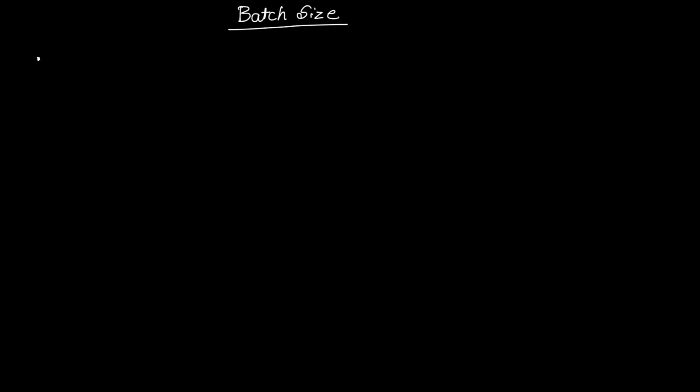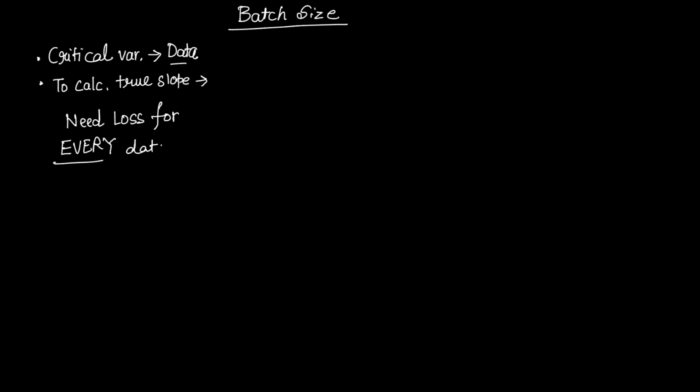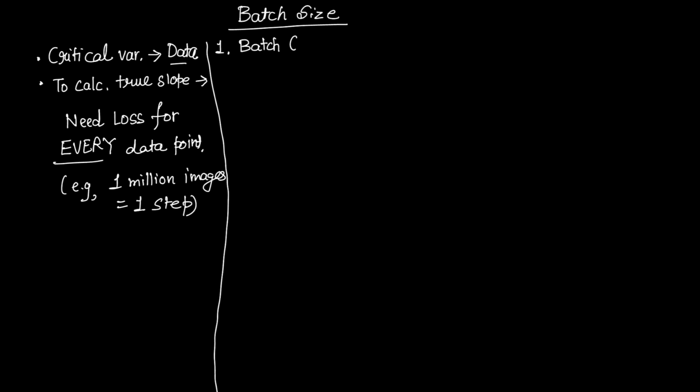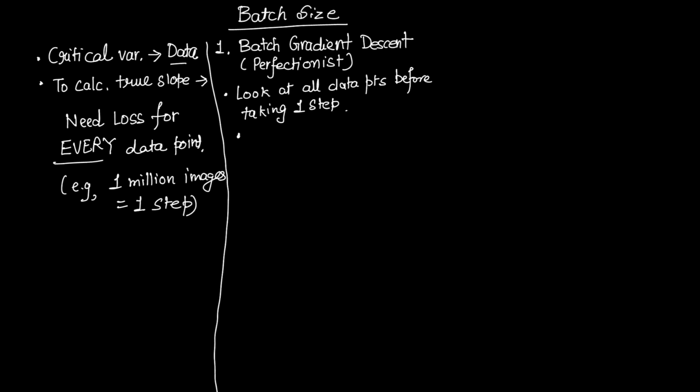There is one last critical variable: data. To calculate the true slope of a mountain, we need to calculate the loss for every single data point in our dataset. If you have 1 million images, you have to run 1 million images, calculate the average loss, and then take one step. This is batch gradient descent, or the perfectionist. You look at all data points before taking one step. The pro of this is that you take a perfect step downhill. The con is that it takes hours to compute just one step. It's like measuring every inch of ground before moving your foot.